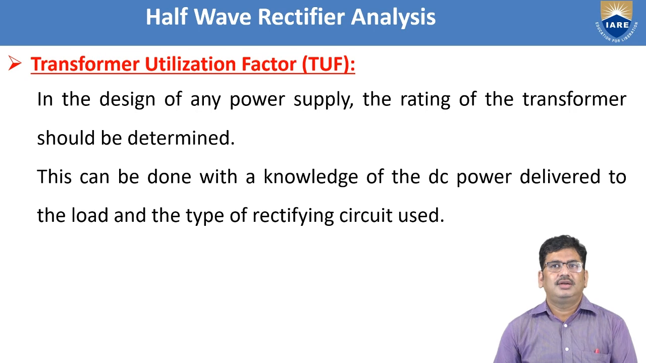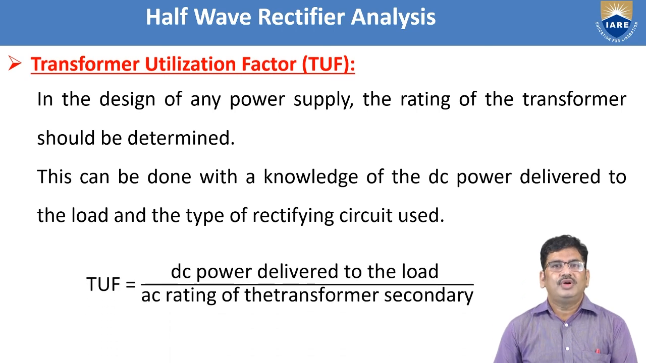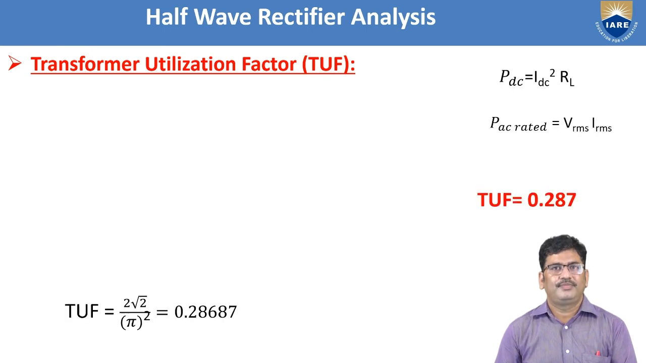The last factor for half-wave rectifier analysis is transformer utilization factor, TUF. In the design of any power supply, the rating of the transformer should be determined. This can be done with the knowledge of the DC power delivered to the load and the type of the rectifier circuit in use. The transformer utilization factor TUF is given as DC power delivered to the load divided by AC rating of the transformer secondary.